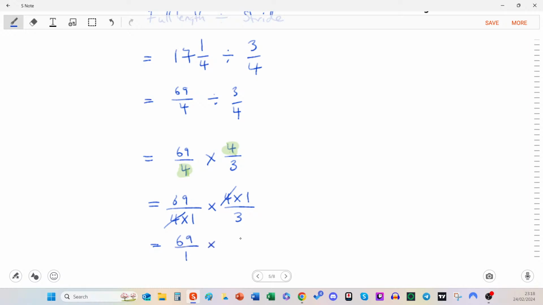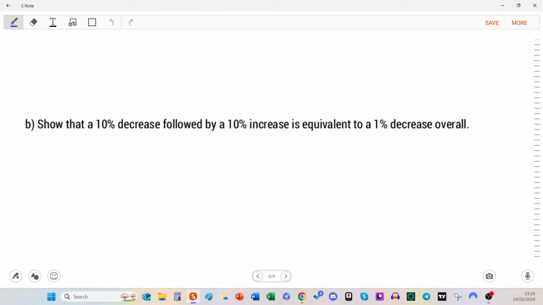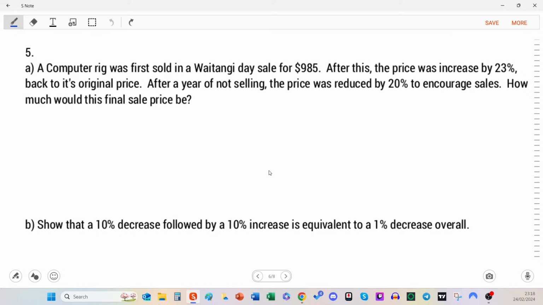69 over 1 times 1 over 3. Now that does make our life easier, because on the top we have 69 and on the bottom we have 3, and that's 23. So it's actually 23 full strides till we get to the end. Okay, let's do that whole thing again, where we have to scroll back.